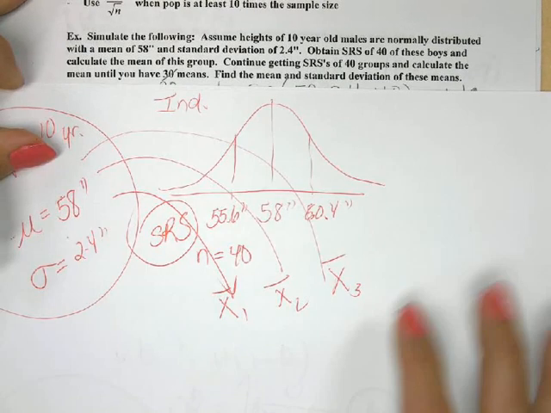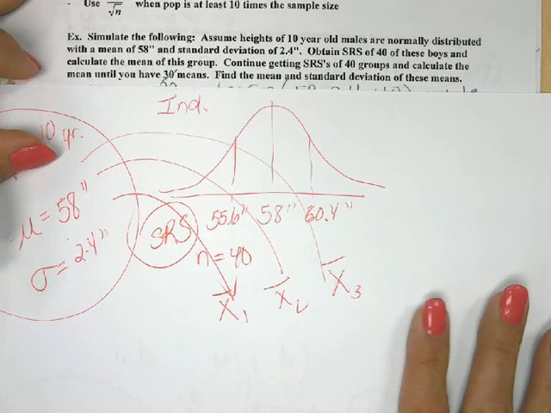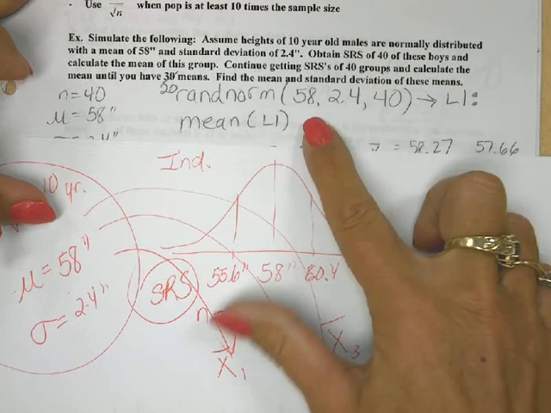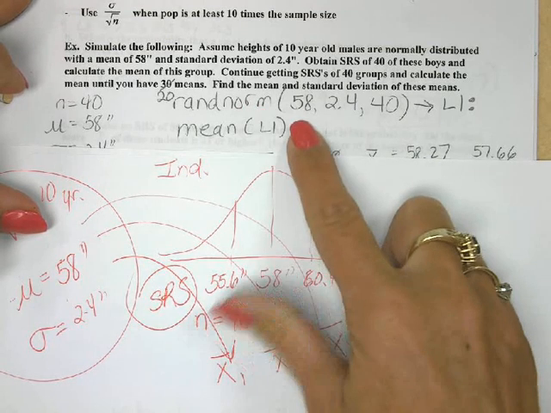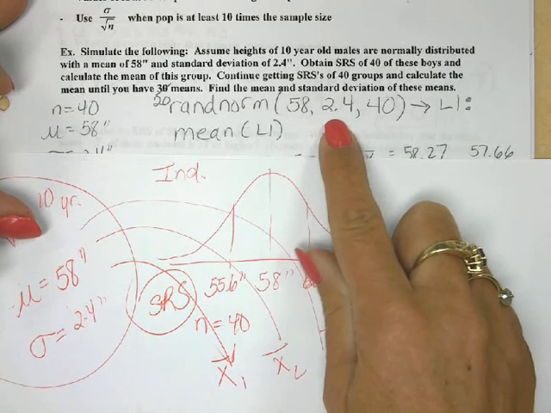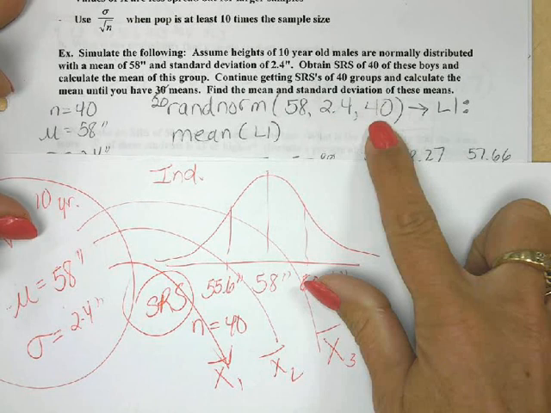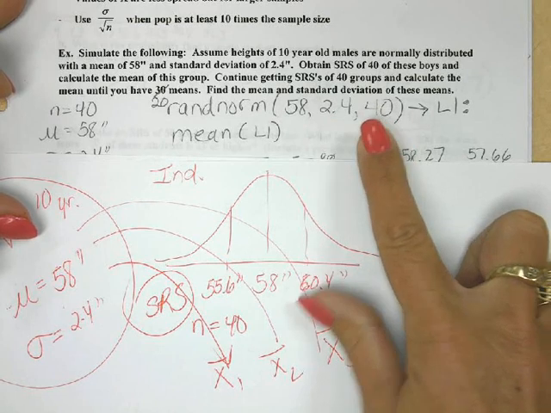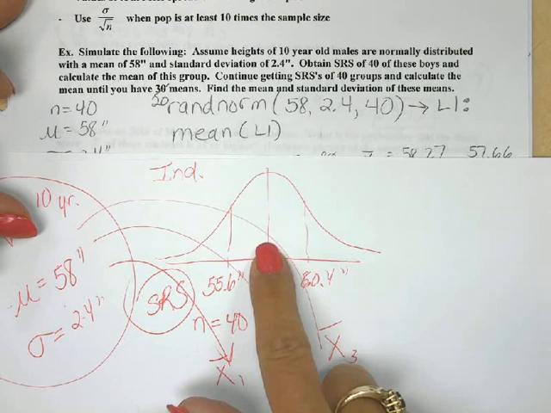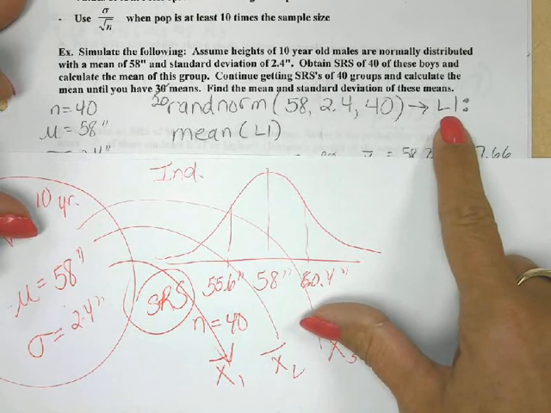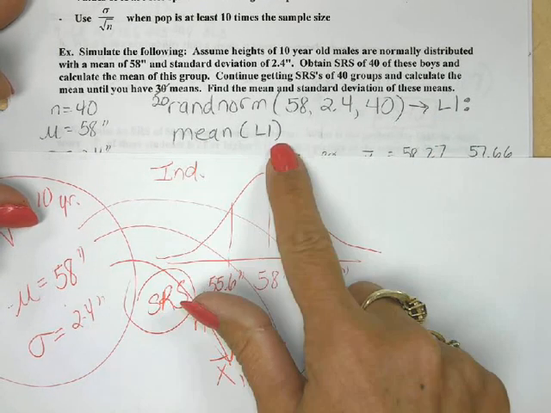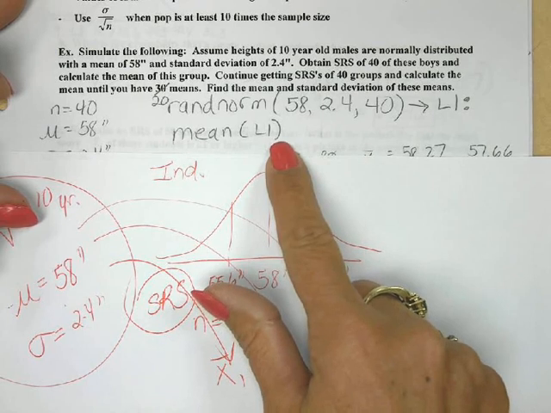And so I did that in my simulation. I did the following. I did rand normal. I have the mean of 58, the standard deviation of 2.4, and I got 40 boys randomly from this picture. I stored them into list 1, and then with a colon, I did mean of list 1, and that allowed me to find the mean of my 40 numbers.